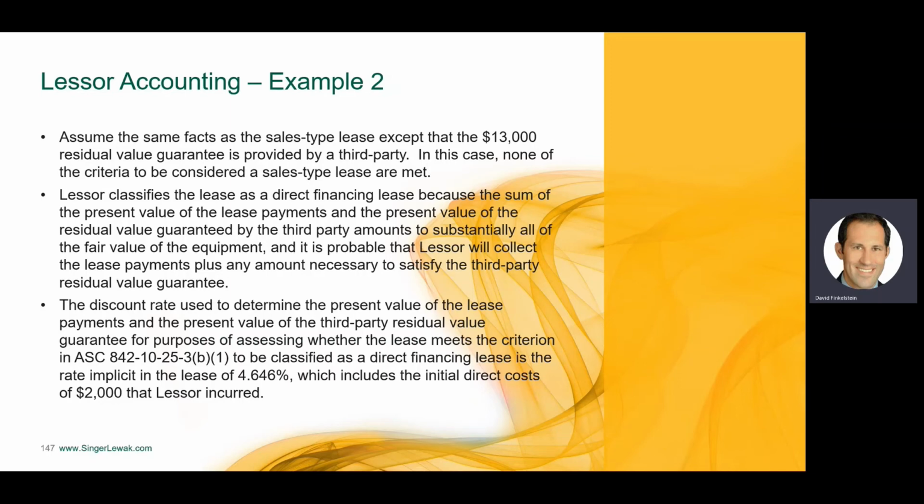So in this case, the lessor would classify the lease as a direct financing lease because the sum of the present value of the lease payment and the present value of the residual value guarantee by the third party amounts to substantially all of the fair value of the equipment. It is probable that the lessor will collect lease payments plus any amount necessary to satisfy that third-party residual value guarantee. For this, we're also going to use a discount rate of 4.646.